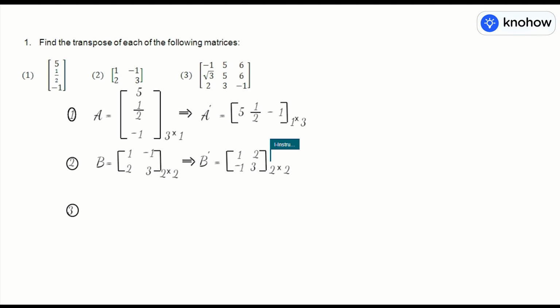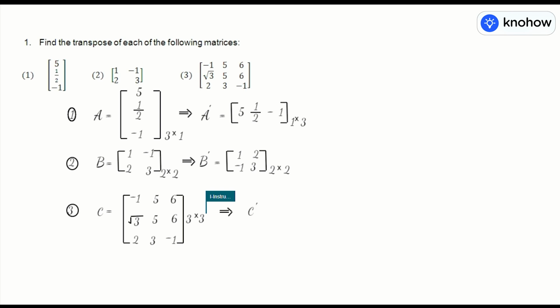And now in the third part, let me denote it by matrix C. The elements of matrix C are minus 1, 5, 6, root 3, 5, 6, 2, 3, minus 1. What is the order of this matrix? Order of this matrix is 3 by 3.